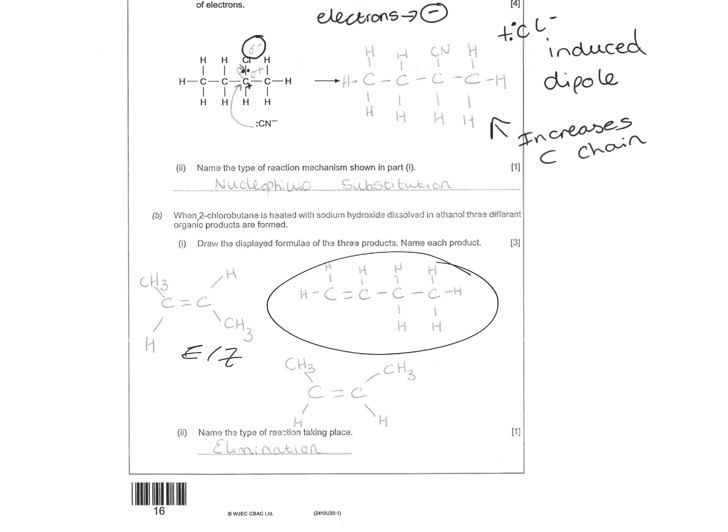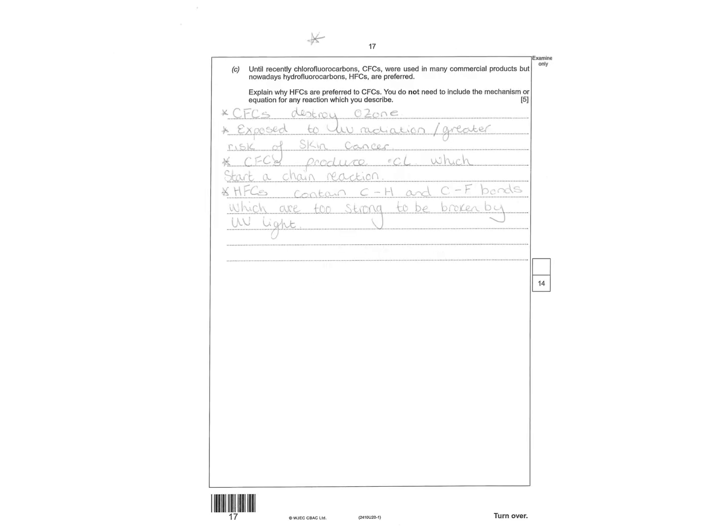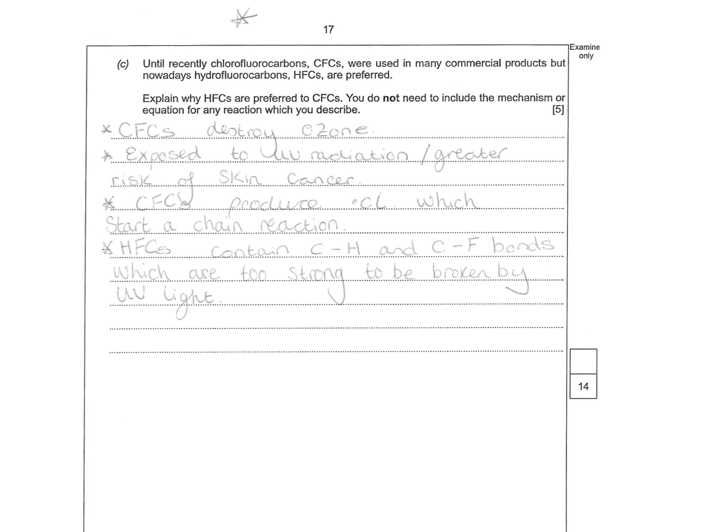Okay, so when you heat 2-chlorobutane with sodium hydroxide dissolved in ethanol, remember there's different ones. If it's not dissolved in ethanol, that is when you go back from a halogen alkane to an alkene. Okay, type of reaction taking place, elimination, because you are eliminating the chlorine and replacing it with a double bond. Questions like this come up quite a lot.